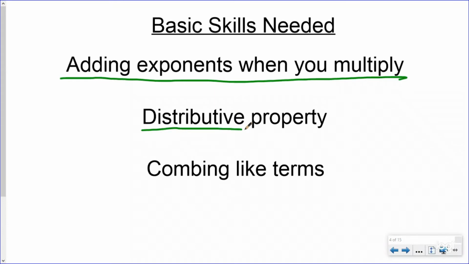You have to understand the distributive property, and then you have to be able to combine like terms, okay? So those are 3 skills you have to have. If you can do those 3 things, then this is actually pretty easy.